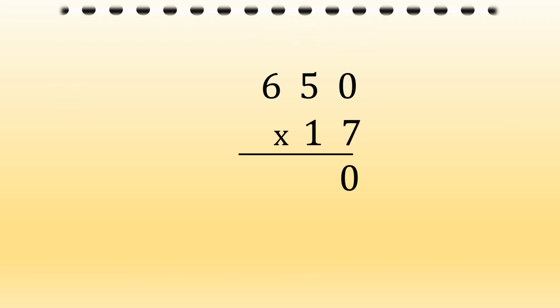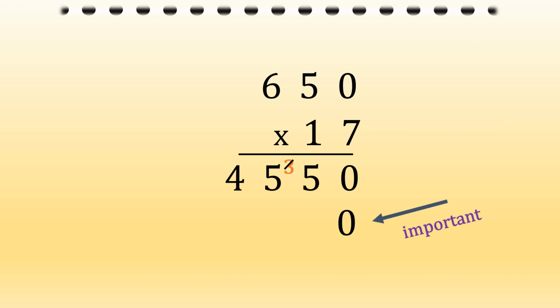7 times 0, that's 0. 7 times 5, 35. 5 down, carry the 3. And 7 times 6, that's 42. Add the 3, giving us 45. And on to the next line. Important, don't forget, double bubble, add your 0.